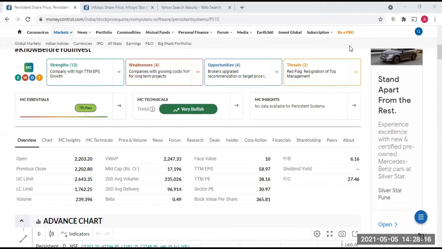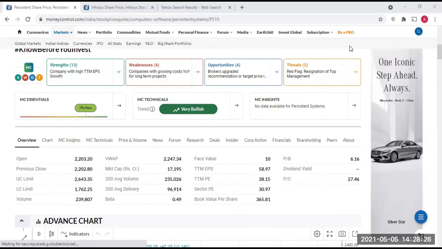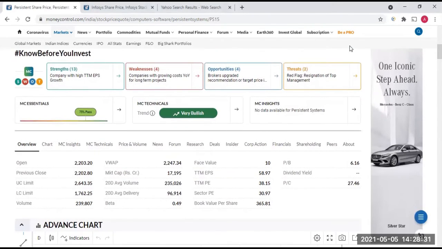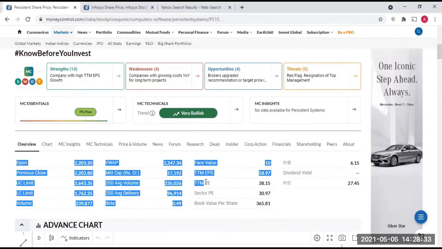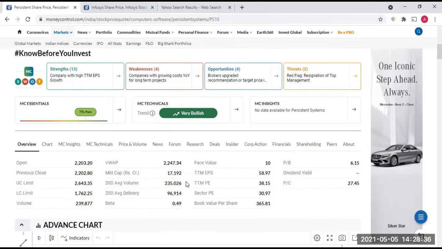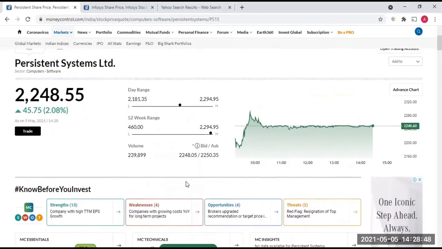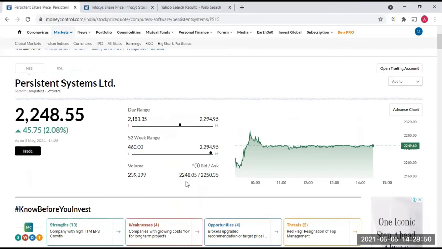Now here the main question arises: what is the use of PE? The investors use PE to identify if the stock is overvalued or undervalued. So here if you see, I've opened up again Persistent Systems on Moneycontrol, and here you can see that the TTM PE is much larger than the sector PE. So here TTM PE is 38.15, whereas sector PE is 30.97. So here you can conclude that this stock is overvalued.